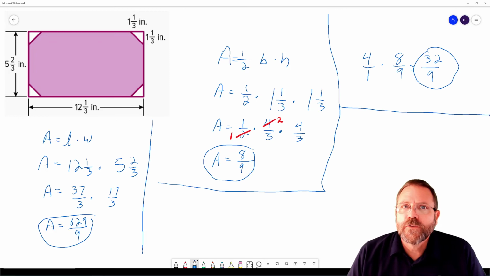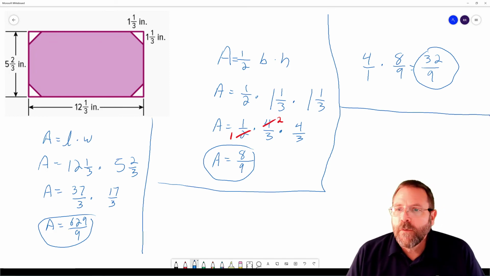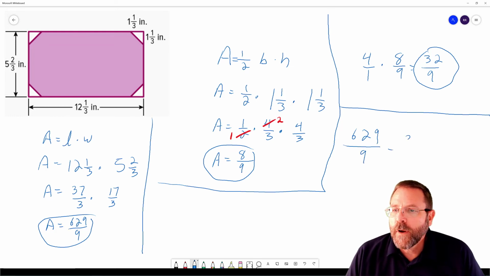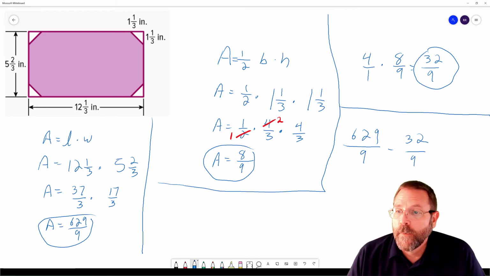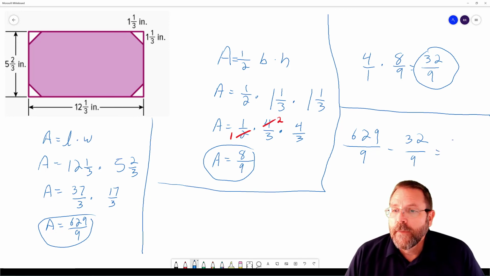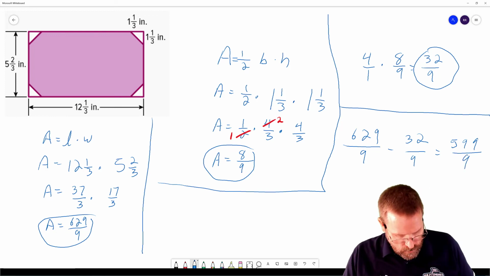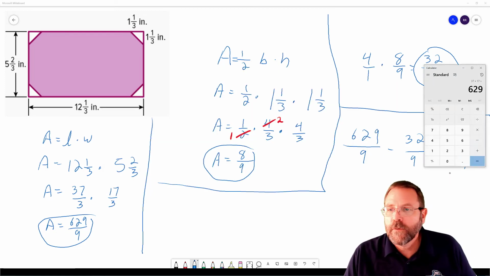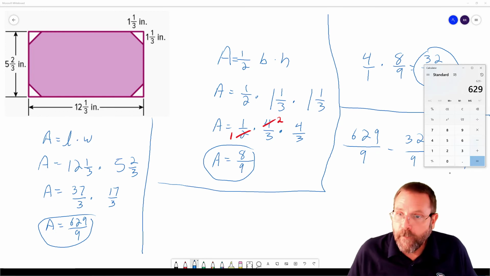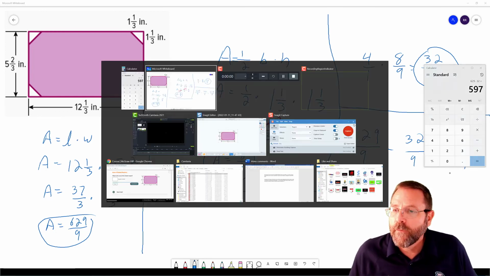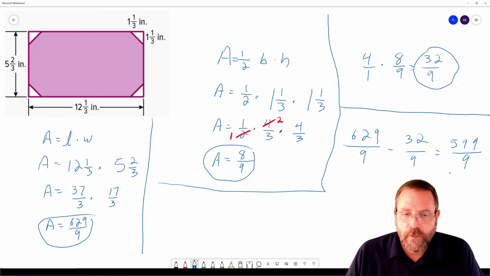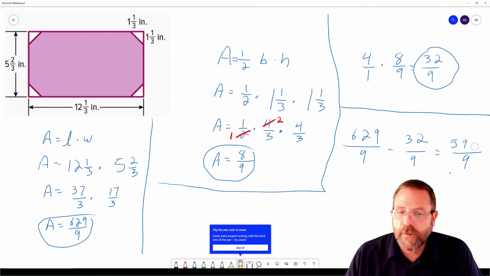Now it's time to finish our problem. We're going to take our rectangle, which was 629 over 9, and subtract 32 over 9. They were kind enough to give us a common denominator for this one, and that's going to leave me with 599, I believe, over 9. Let me just check that real quick so we don't make a silly mistake. 629 minus 32. Oh, 597, my bad. So we're going to erase that 9 and make it a 7.